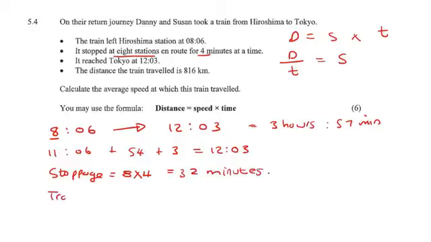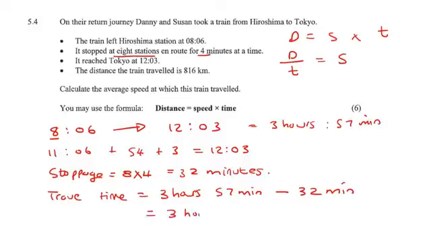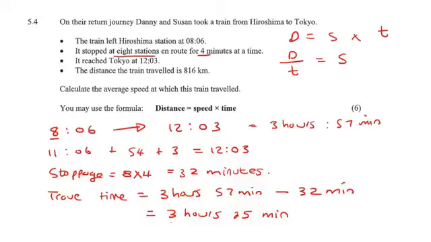So what would the travel time be? The travel time would then be 3 hours and 57 minutes. Take away 32 minutes, and that's going to give us 3 hours and 25 minutes. Okay, but now the mistake that a lot of learners are going to do, and I've seen this many times, is they say, okay, now we have the time, it's 3 hours and 25 minutes. Then they say 3.25. That is not correct, okay?